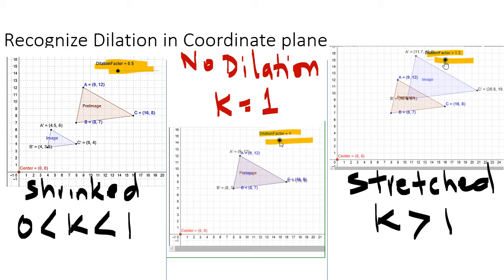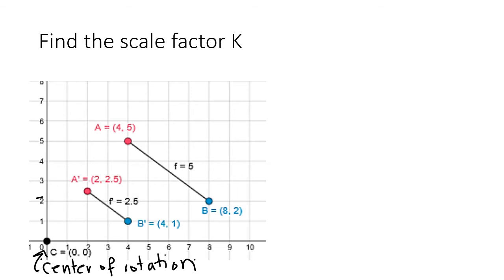Now, how do we find the scale factor? This will be our second idea here. Let's go for finding the scale factor. I'm going to give you this problem. It has A and A prime, B and B prime. All I need to do is see the change from the pre-image to the image. First, if you have noticed, the size changed from AB to A prime B prime, it got shrunk, right?